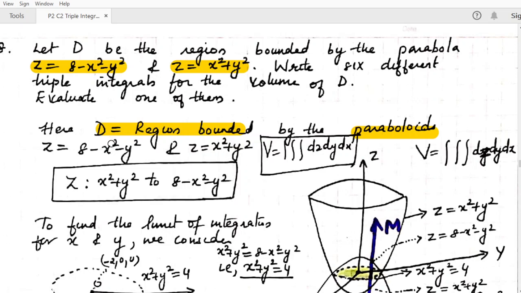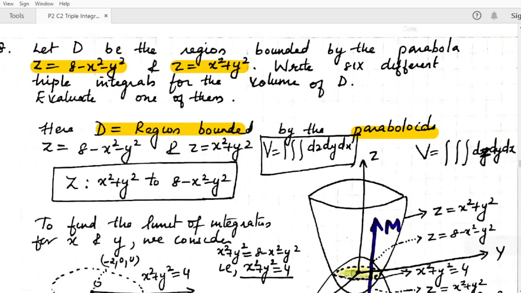Whenever an equation in 3 variables has two variables of degree 2 and another variable of degree 1, that is an equation of a paraboloid. First we have to identify whether our equation is a plane, a paraboloid, or some other surface. Here the degree of x and y is 2 and the degree of z is 1, and the same in the other equation. So these two are equations of paraboloids, and we have to find the volume of the region D.